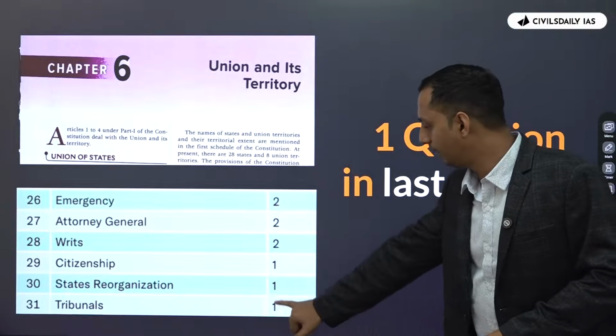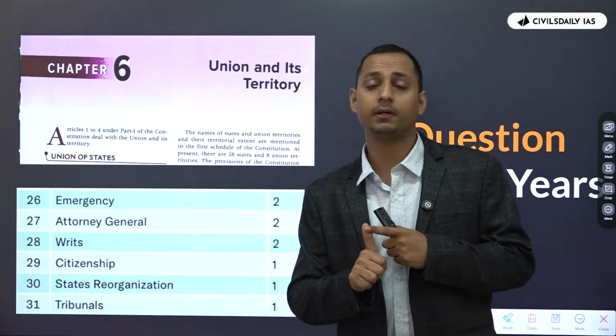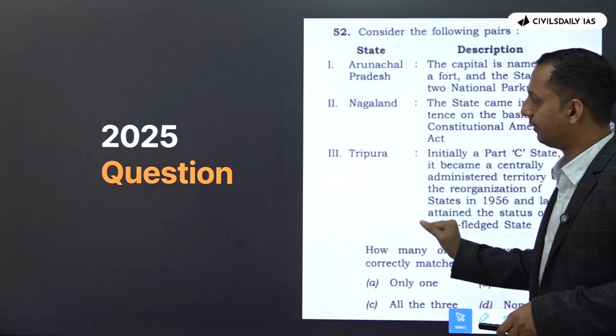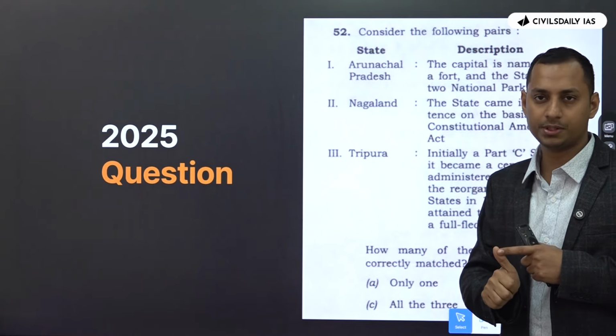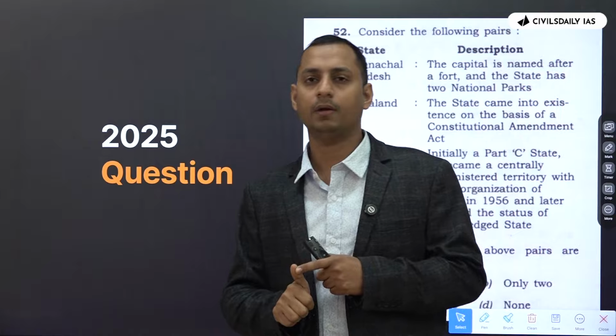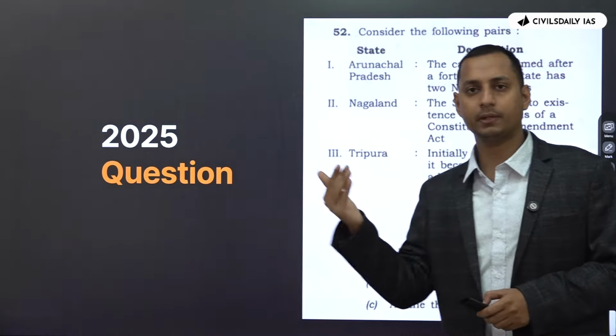Okay. Now, with respect to Union territories, not a very significant topic. As you can see here, only one question has come, and that too was asked in 2025, right? This was the question: Arunachal Pradesh, Nagaland and Tripura. So only one question came. In my opinion, this is also mostly a mains topic, right?